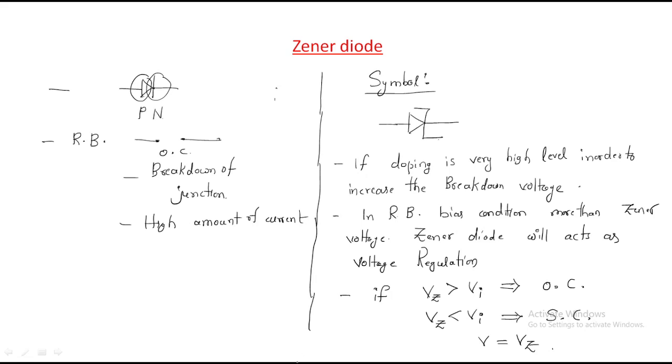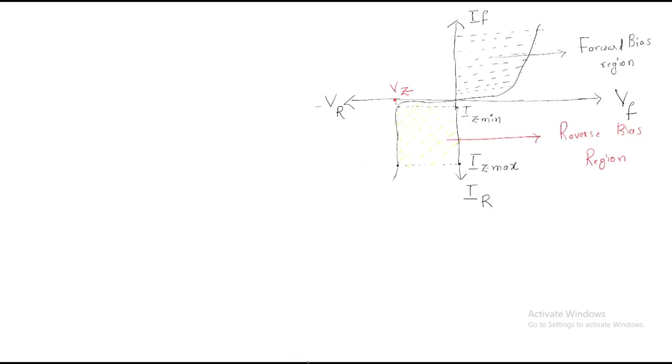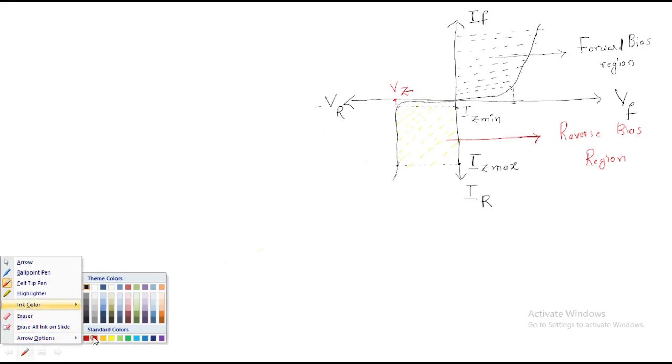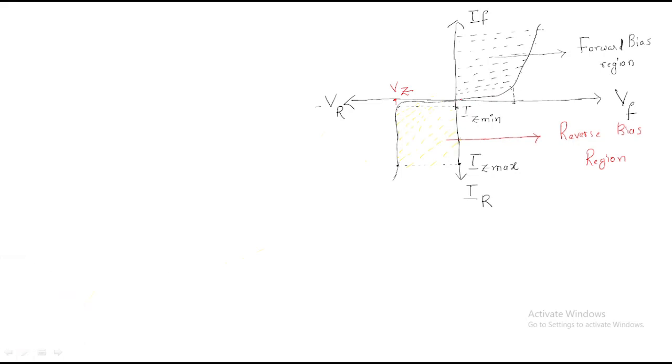To understand this concept very clearly, look here. This is the GNR diode characteristics. In the forward bias region, it acts the same as a normal diode. When you give forward bias, at the knee point or cut-in voltage, the current rises. The region between forward voltage and forward current is the forward bias region.